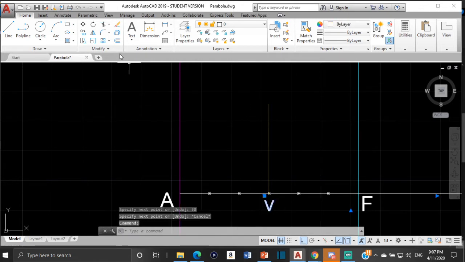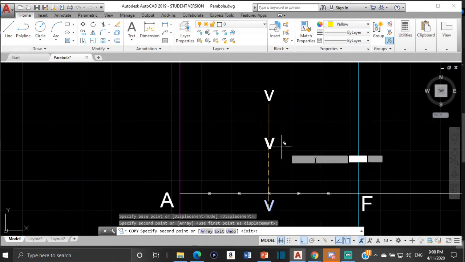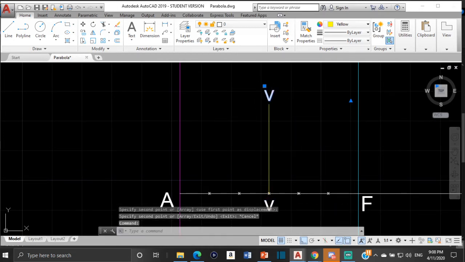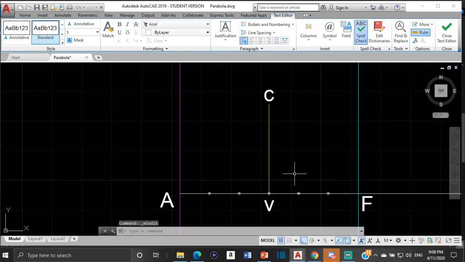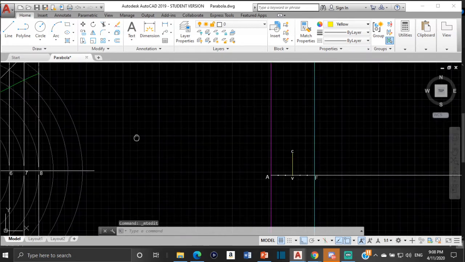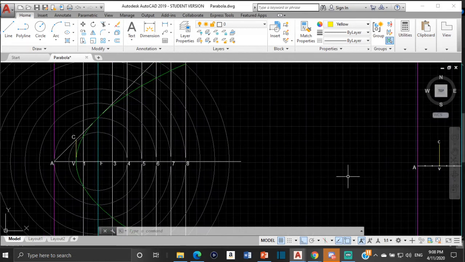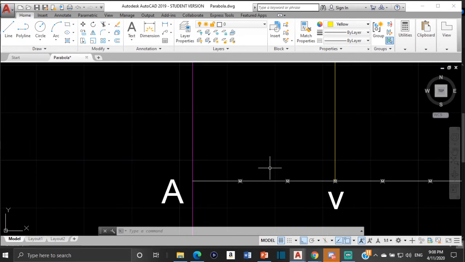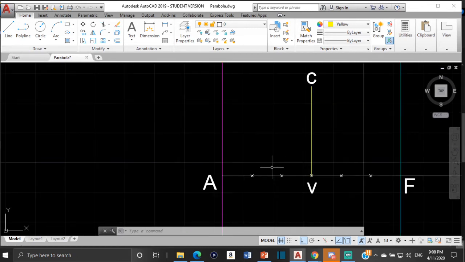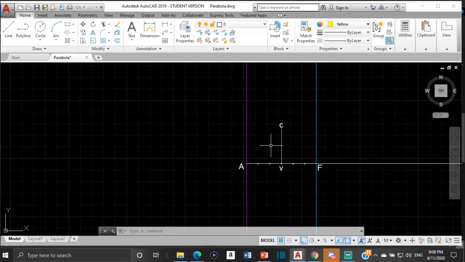So let me just label this point C. All right, so that's my point C. Now I'm going to need this diagonal line here that goes from A through C. Now for a parabola, that line is always going to be 45 degrees, but for a hyperbola or an ellipse, the angle of that line is always going to change depending on the ratio of eccentricity.